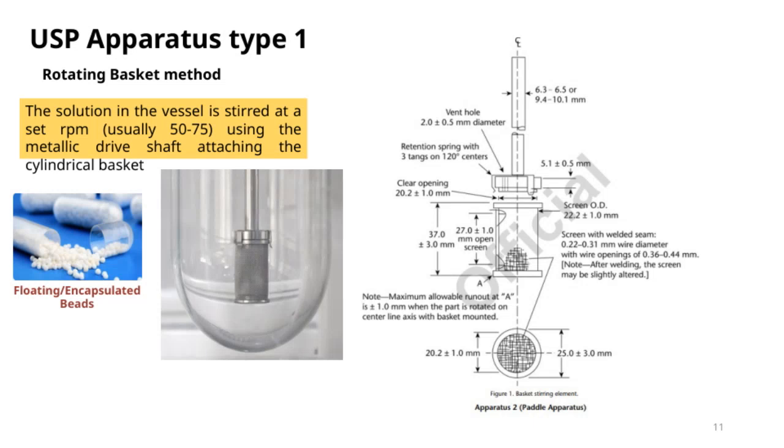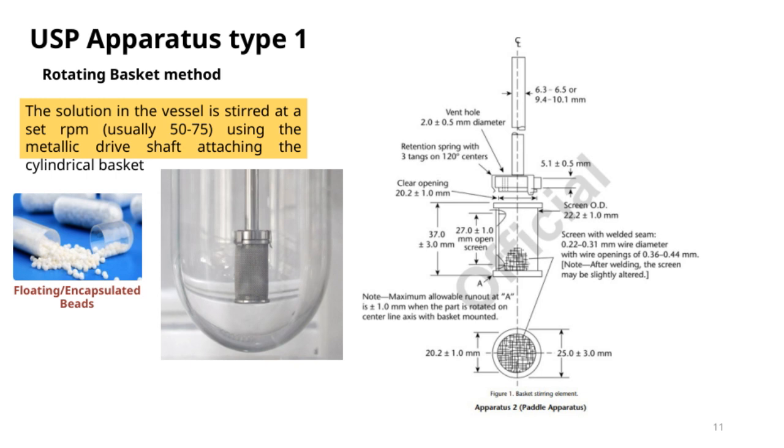Now, let's look at the floating or encapsulated beads method. In this technique, the solution in the vessel is stirred at a specific rotation speed, typically between 50 and 75 RPM. This stirring is achieved using a metallic drive shaft that connects to a cylindrical basket. The rotation of this basket helps keep the beads either floating or encapsulated within the solution, ensuring uniform exposure.